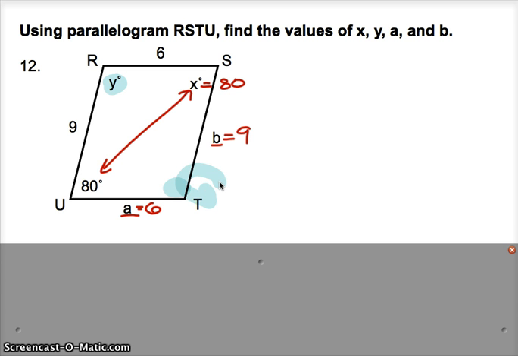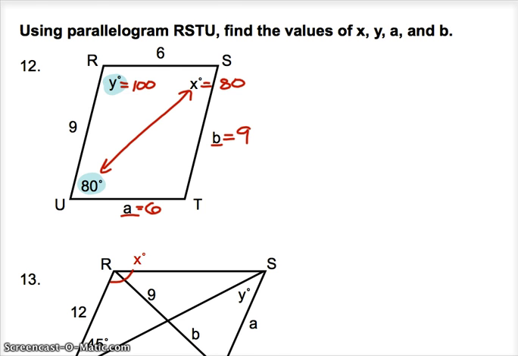Now, Y, it doesn't tell us how big the opposite angle is, but if you remember back to when you have parallel lines, I know that for parallel lines, same side interior angles have to add up to 180. So Y plus 80 has to add up to 180, which lets me know that Y is actually 100. All right, let's look at another one.